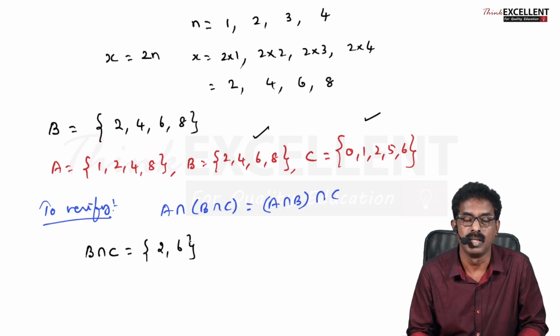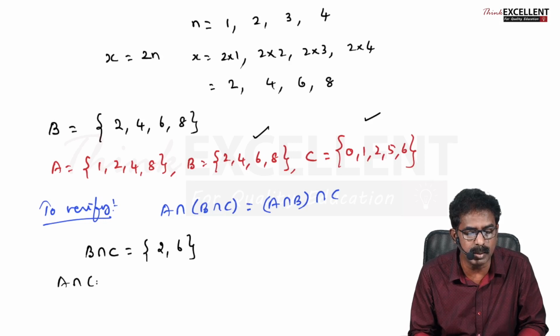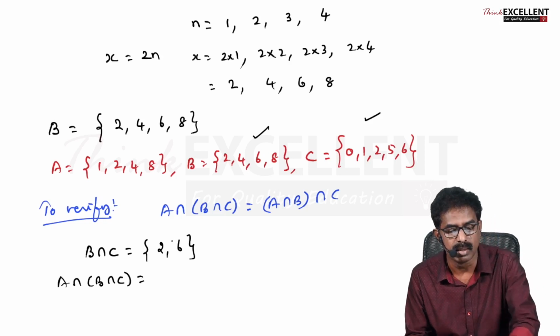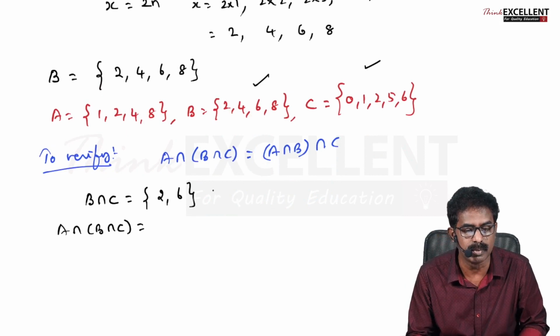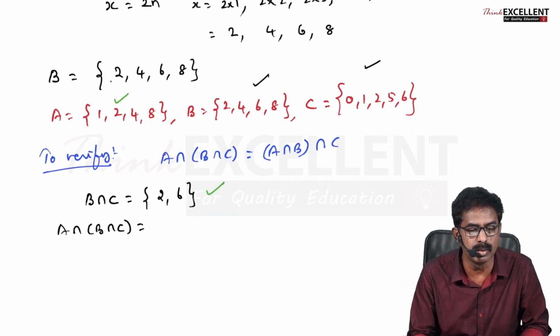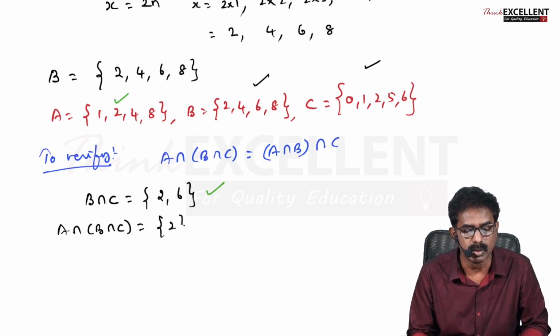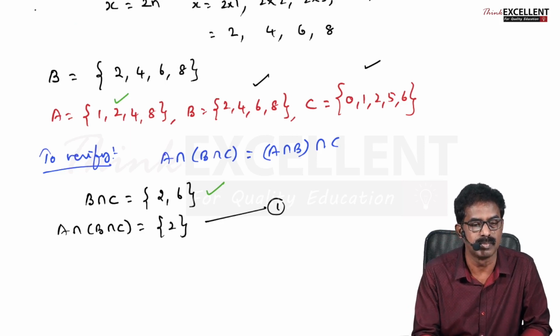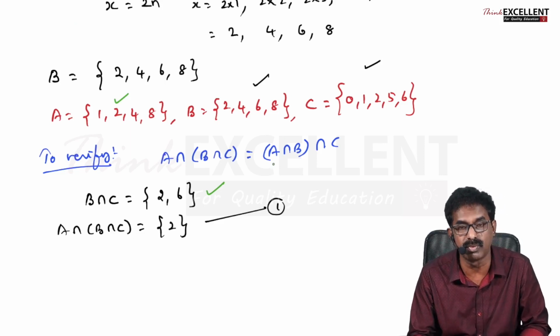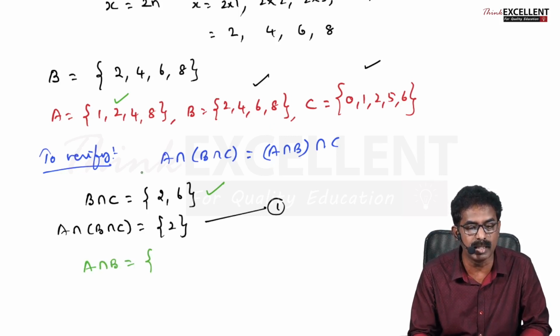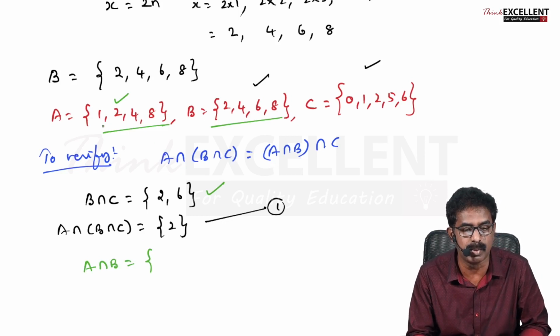B intersection C is {2, 6}. Now you find A intersection (B intersection C). Common for B intersection C and A. See what is common in both. 2 is common, 6 is not there, only 2. So this is the answer for LHS. Now we have to find RHS. For RHS, first you find what? A intersection B, right? So find A intersection B. Common for A and B. See what is common? {2, 4, 8}.